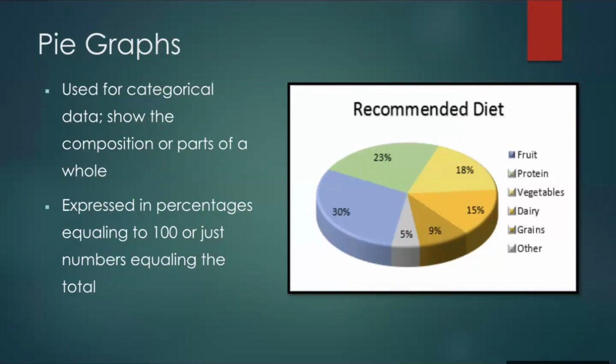So first is fruit, which is in blue. The recommended portion of our diet that should be in fruit is 30%. Then protein is in green. The recommended percent of our diet for protein is 23%, followed by vegetables, which is 18%, dairy, 15, grains, 9%, and any other foods or any other parts of our diet is 5%. All right. And as you'll notice, all of these percentages add up to 100%. So all of the smaller parts add up to our bigger part, add up to our whole diet, add up to 100% of our diet.